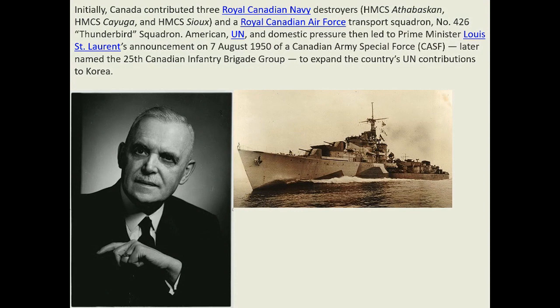The other two destroyers were the HMCS Athabaskan, as I mentioned, and HMCS Cayuga, which were Tribal-class destroyers that served in the immediate post-Second World War era, and of course in Korea as well.